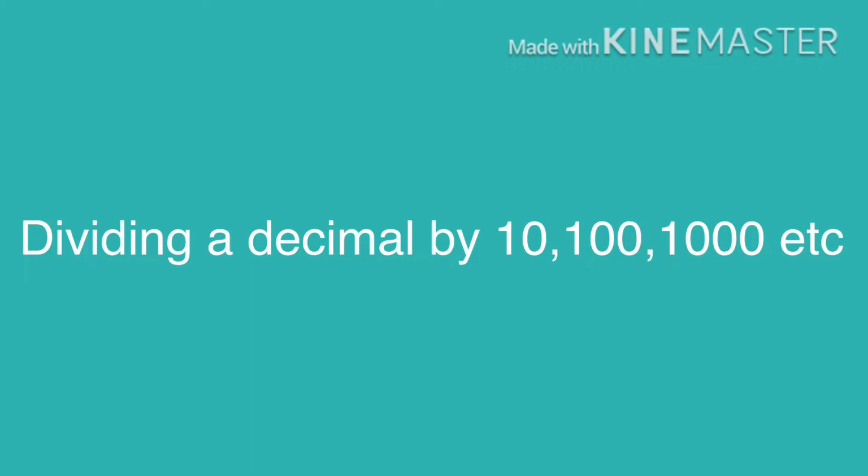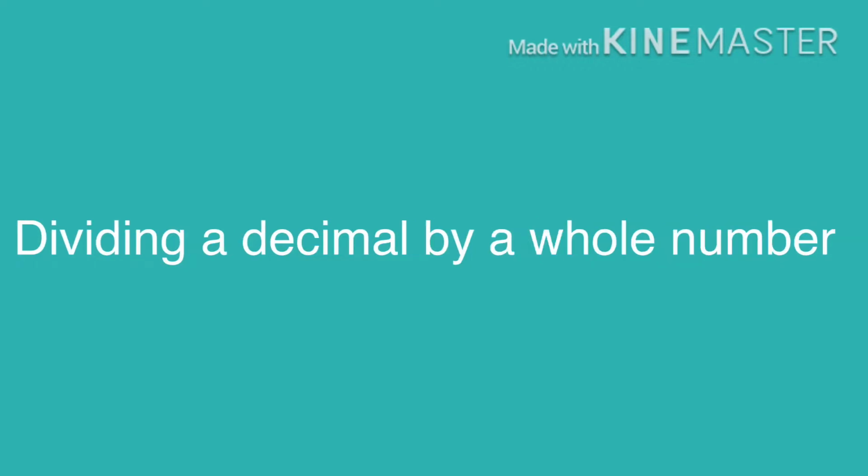Number one is on dividing a decimal by 10, the decimal point is shifted to the left by one place. On dividing a decimal by 100, the decimal point is shifted to the left by two places. And on dividing a decimal by 1000, the decimal point is shifted to the left by three places, and so on. We have learnt dividing a decimal by a whole number.